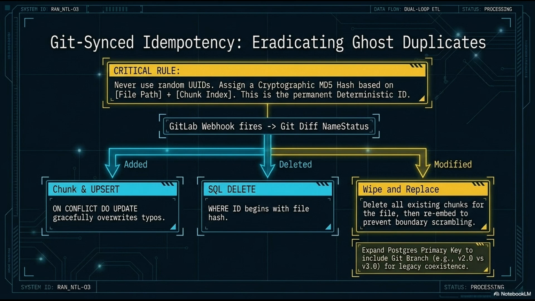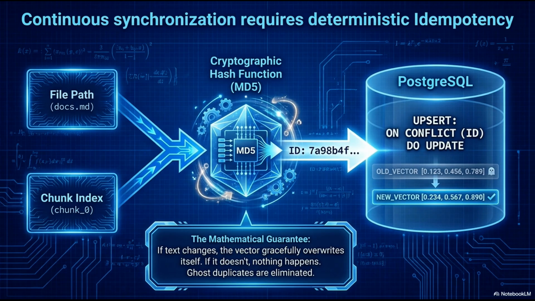So what's the mechanism to prevent that? If we can't use random UUIDs, how do we name these chunks? You derive the ID from the unchangeable facts of the document itself. You create a cryptographic hash, like an MD5 or SHA-256 hash, based on a combination of the file path and the chunk's index number. Okay, I follow.